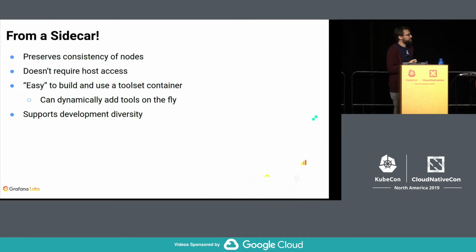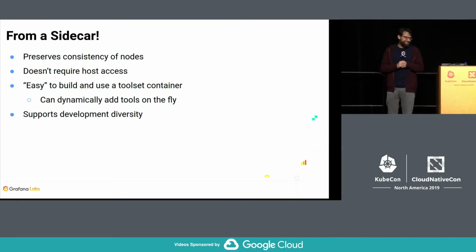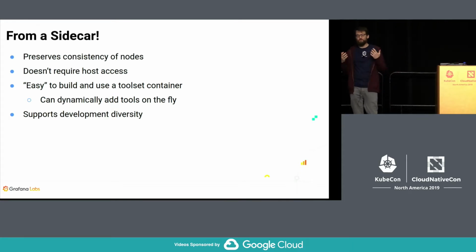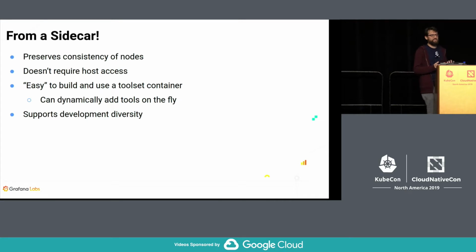Finally, I feel like this also supports development diversity. If you have a lot of teams, and these teams have different technologies, like you've got your Node team, your Python team, and your .NET Core team, then each team can build their own containers. Instead of trying to have a node that has tools for everybody, each team is building their own containers to debug their own applications, and they have developed their own techniques internally, and they can maintain that on their own.